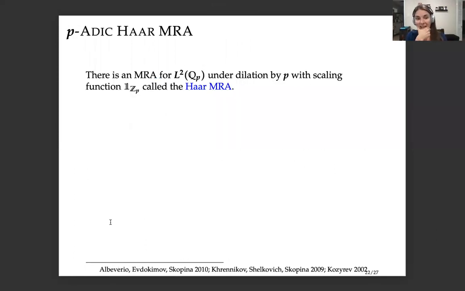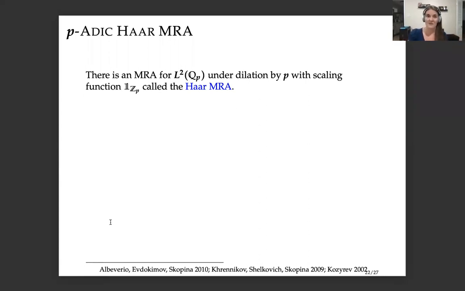So it ends up that there is a multi-resolution analysis for L2 of the p-adics under dilation by p. So here all we're doing is we're shifting by those coset representatives and we're dilating by powers of p. And you get a scaling function that is just the function that is 1 if something is a p-adic integer and 0 if it's not. So if you think of the p-adic integers, again, they're the unit ball, then this looks very much like the Haar MRA we have in the real case, because the Haar MRA scaling function is the indicator function of the interval [0,1], and it's 0 everywhere else.